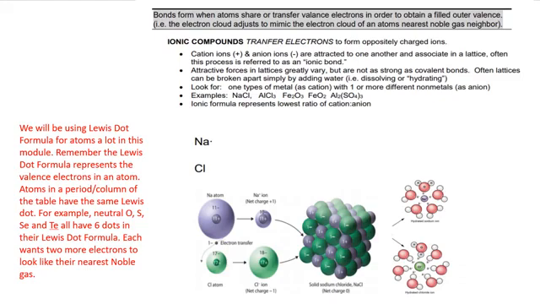All right, so today we are talking about bonds. A bond is formed when atoms share or transfer their valence electrons. Remember, those valence electrons are the outermost electrons, in order to fill or obtain a filled outer valence shell. Now remember, we want to be like our nearest noble gas neighbor.